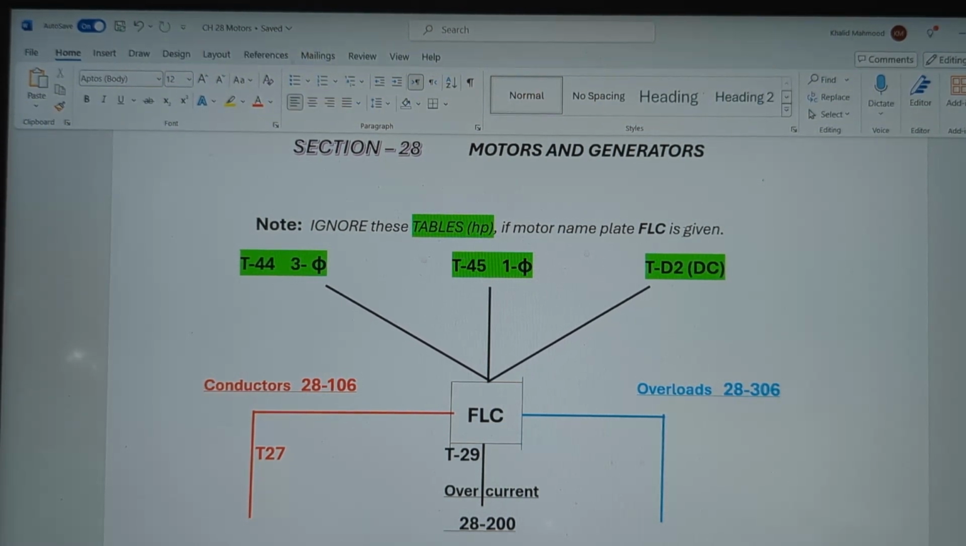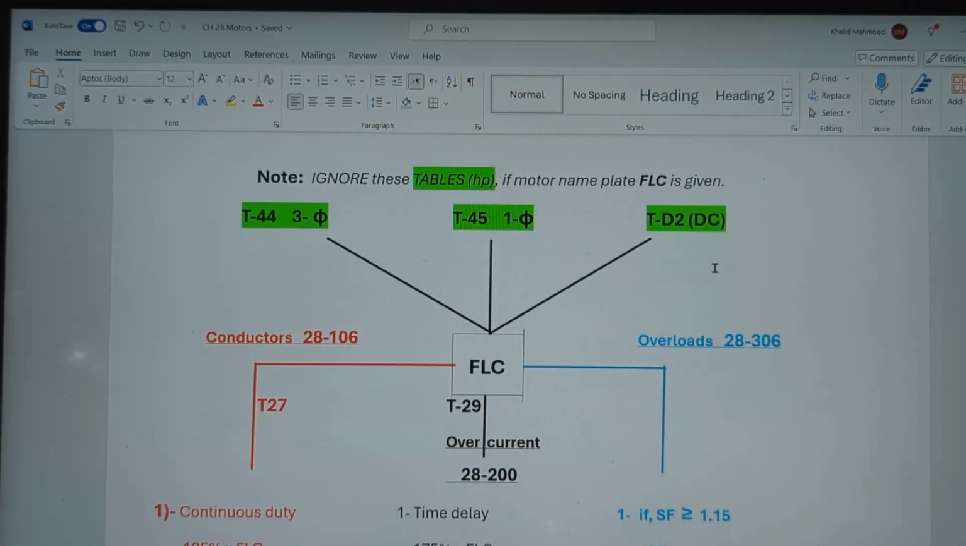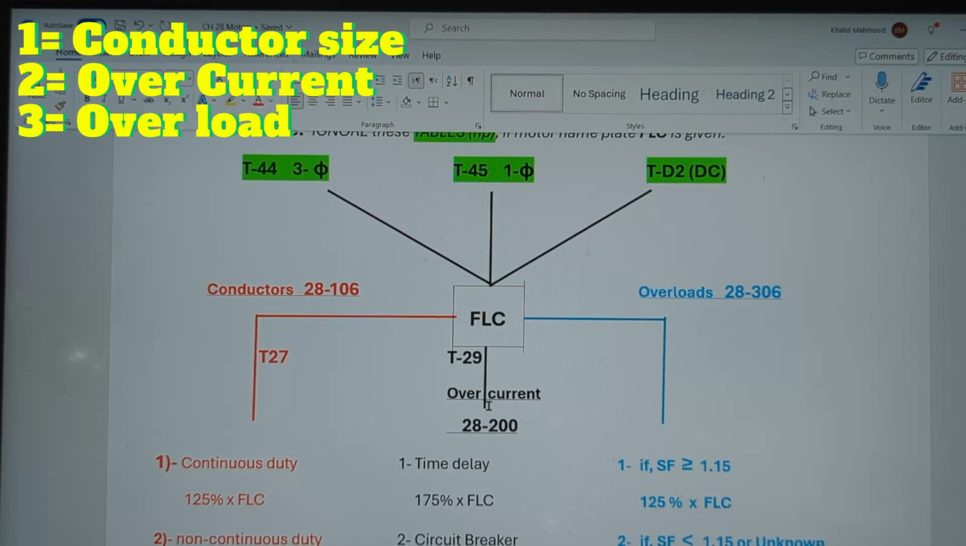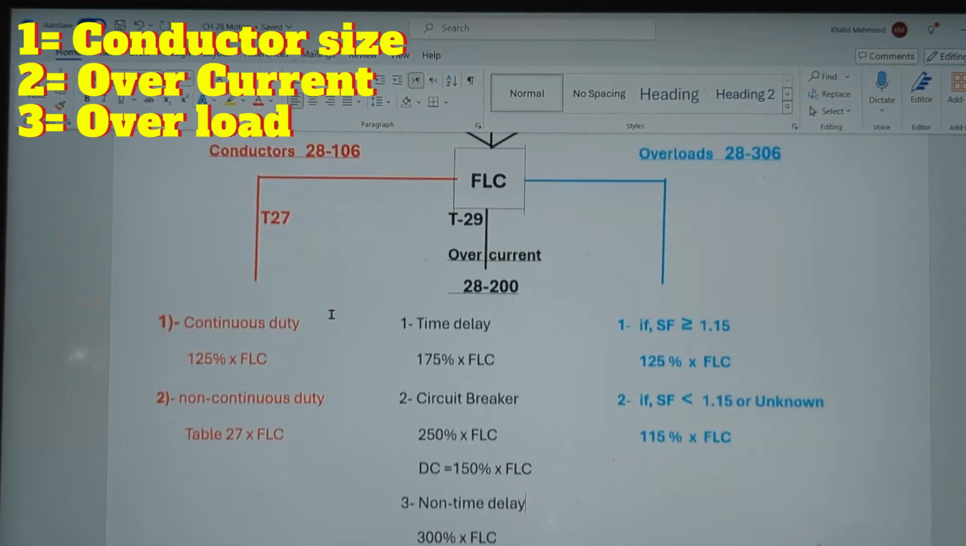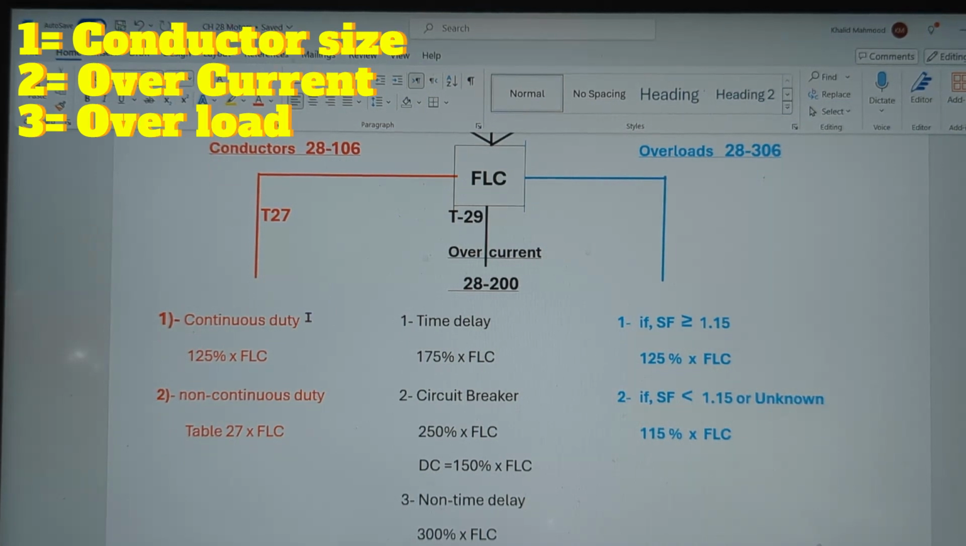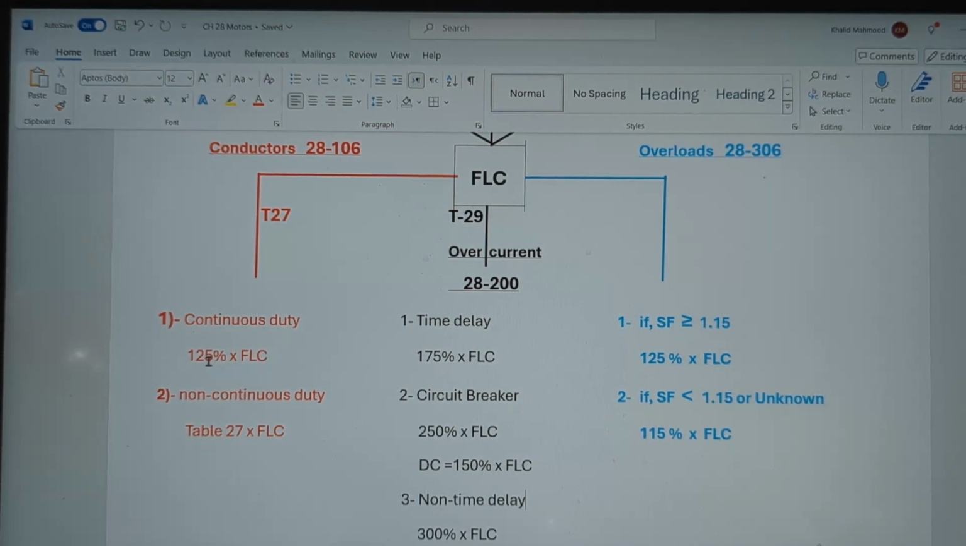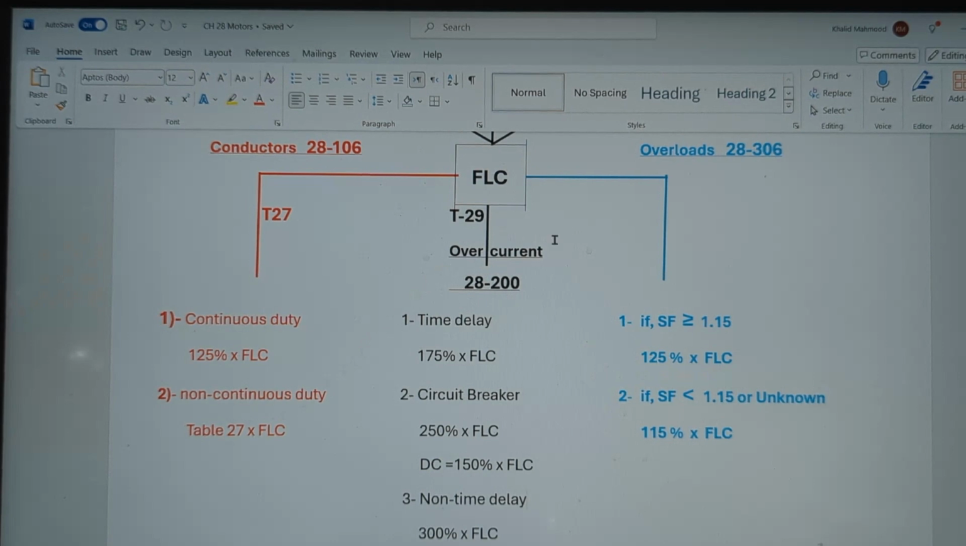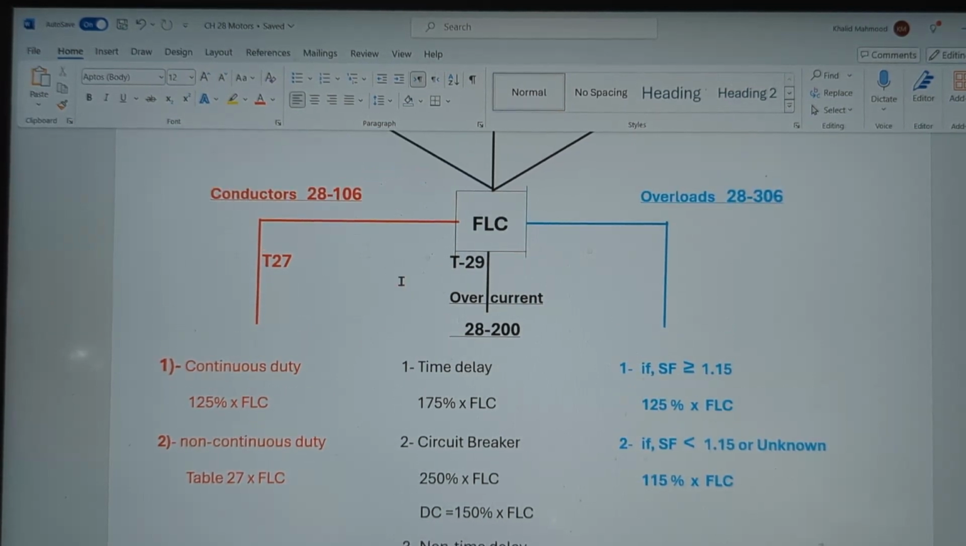If there is no full load current, then we refer to these three tables: Table 44 for three-phase motor, 45 for single phase, and table D2 for DC. So if we know the full load current, the next step is to find the conductor size, the overcurrent size and overload. First of all, conductor size. If the motor is of continuous duty, we will multiply full load current by 125%. And if the motor is non-continuous duty, then we will multiply full load current with table 27. There will be different values that I will show you. So that will solve our conductor issue.